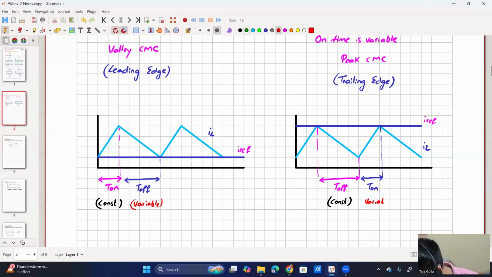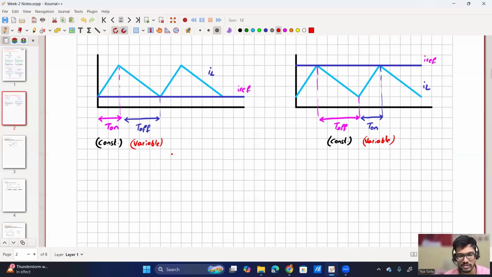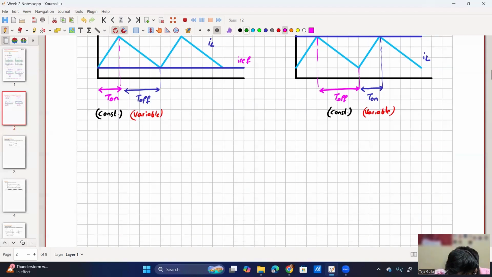And that's why they are also called peak and valley current mode control, according to the name. So we are varying either the on time or the off time, one of them. Say if we want to vary both, then it is called hysteresis, where we will be fixing both the peak as well as the valley. So now we'll go to hysteresis.